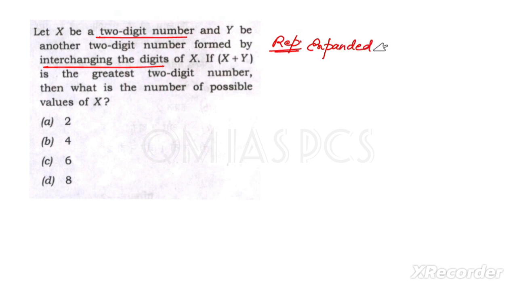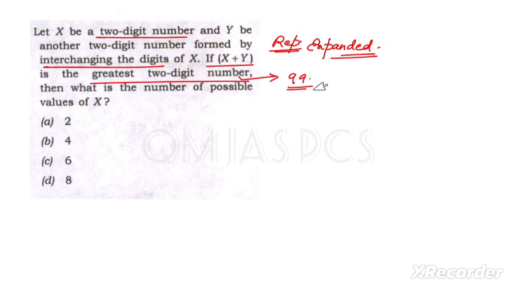Okay, is it clear? Then what we have to do here: if x plus y is the greatest two-digit number, tell me what is the answer? The greatest two-digit number is... while solving this one, you should comment what the values are. Whatever I am asking, you should comment. It will boost your confidence. So the greatest two-digit number is 99.